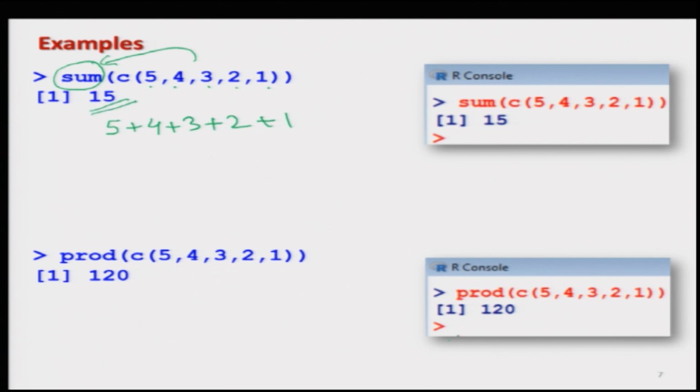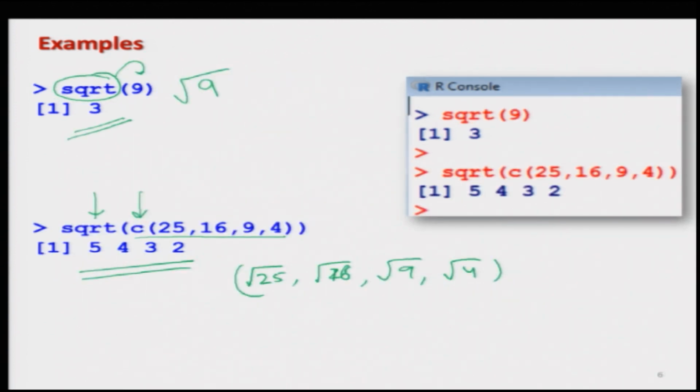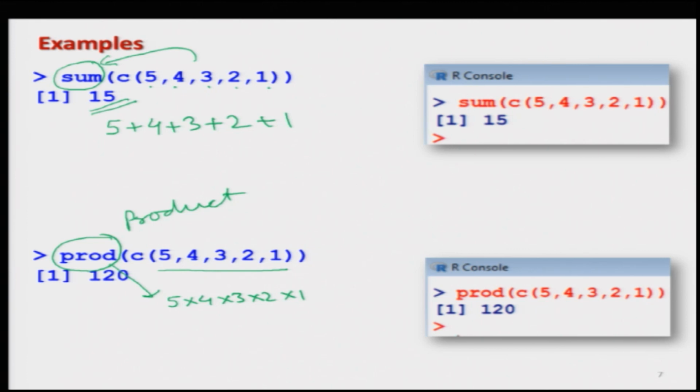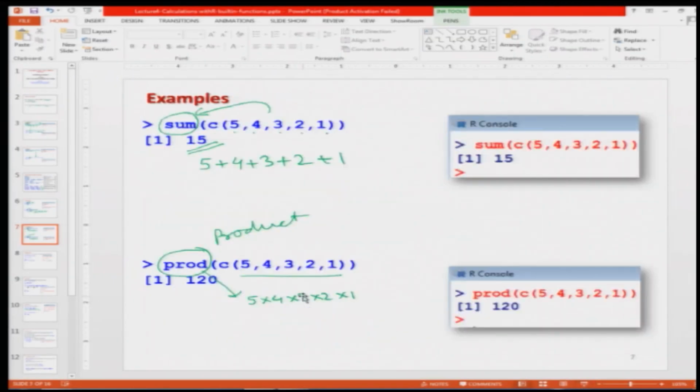And similarly, there is another function, prod, which is for product. Product means the multiplication of all the values inside the data vector. So if I take these 5 values, 5, 4, 3, 2, 1, then the product function gives us 5 into 4 into 3 into 2 into 1, which is equal to 120. Okay, so let me first show you these two functions, sum and product.